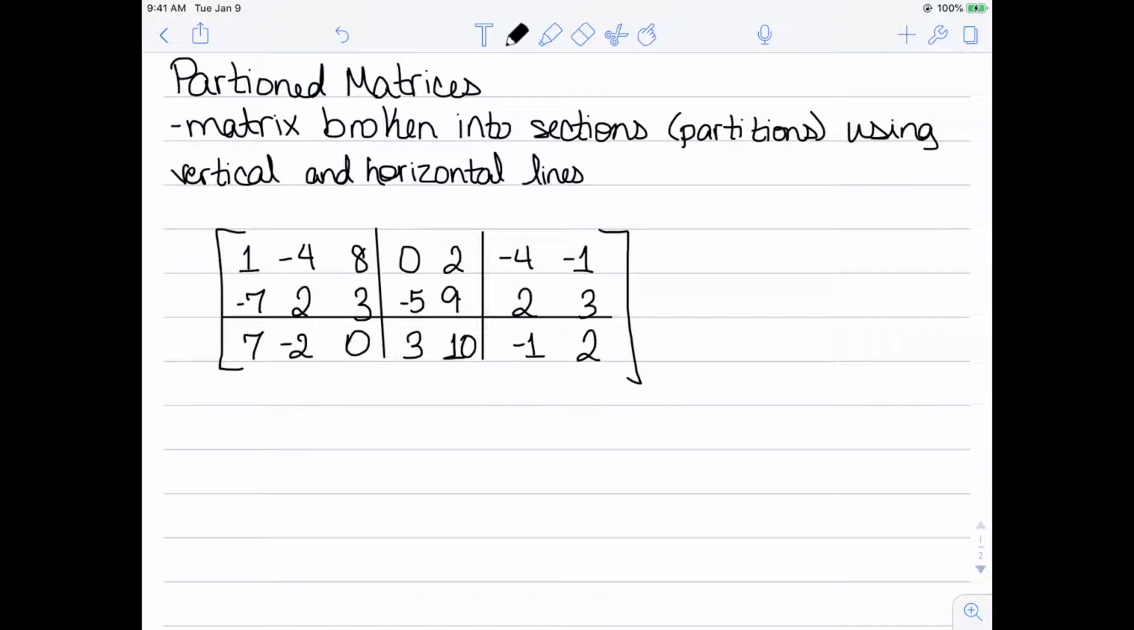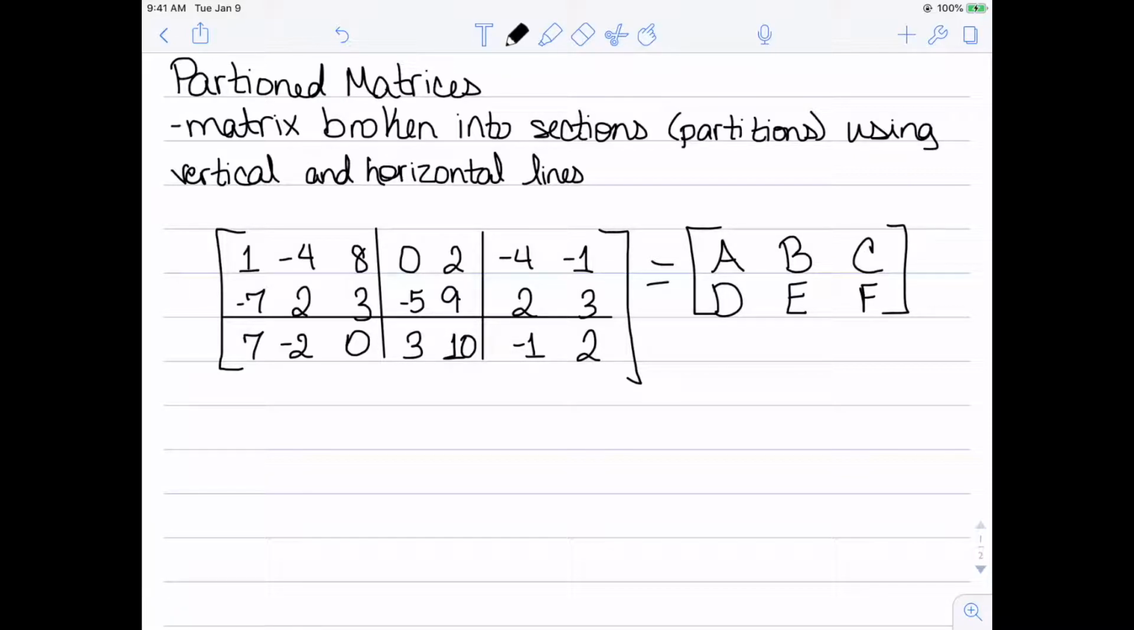Here's an example of a more complicated partitioned matrix. This one has 6 different partitions. I've used both vertical and horizontal lines to break up this matrix. We can also write this as what's known as a block matrix, which is this matrix A, B, C, D, E, F, where all 6 of those letters refer to a piece of this matrix. As an example, B would be the submatrix 0, 2, negative 5, 9. E would be the submatrix 3, 10, etc.